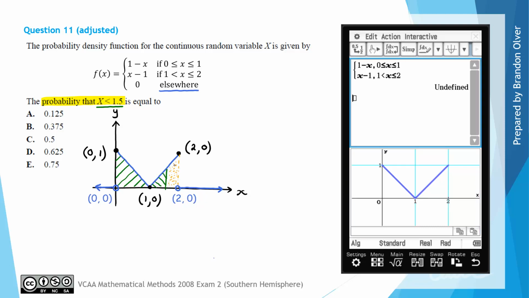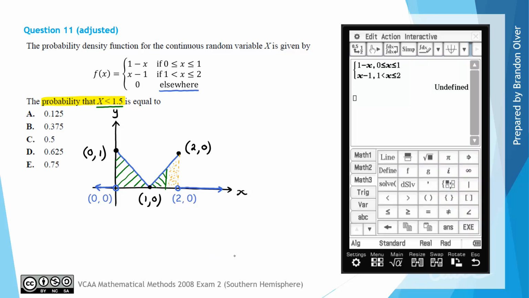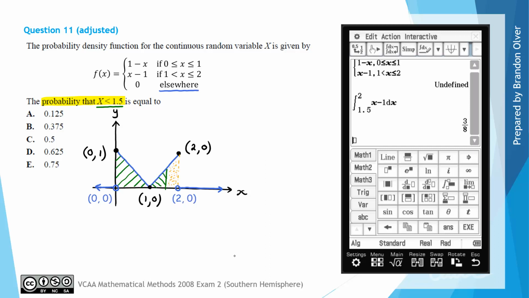Next on the calculator, we want to type in an integral to find an area under that curve. So I'm going to bring up the keyboard and go to Math 2, and bring up the integral symbol, and we're going from 1.5 to 2. This will apply for that second rule that's listed in the hybrid function above, so I'm going to drag that rule down. I'm going to avoid putting the hybrid function inside the integral, as it can sometimes cause issues. Then we complete that integral by putting the dx on the end, hit execute, and that gives the area on the right hand side of that graph as 3/8.